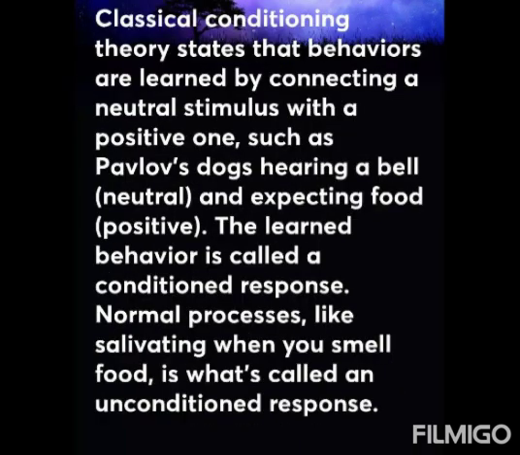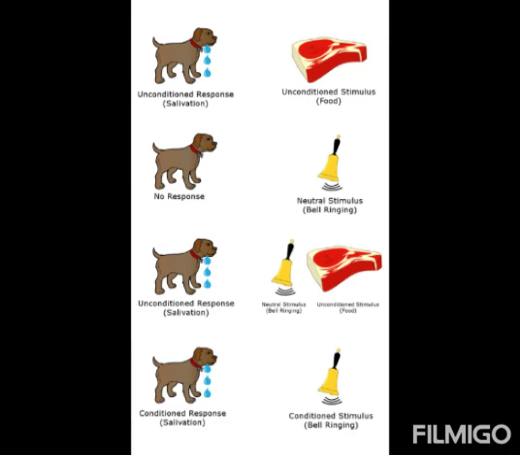Here the positive is food. The classical conditioning theory states that behaviors are learned by connecting a neutral stimulus with a positive one. The neutral stimulus is Pavlov's dogs hearing a bell, and the positive one is expecting the food. The learned behavior is called a conditioned response. The normal process, like salivating when you smell food, is what is called an unconditioned response. So hearing the bell and expecting the food is a conditioned response. If you salivate when you smell the food, it is an unconditioned response.